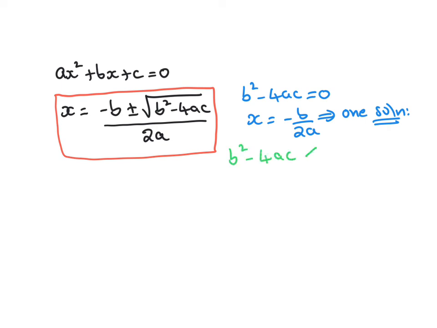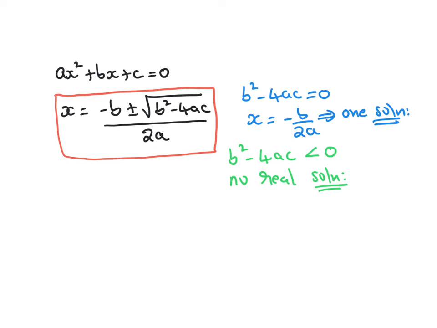What will happen if b squared minus 4ac is less than 0? That means the term inside the square root is negative. When the term inside the square root is negative, there is no real value for a negative square root, so there is an imaginary solution. So the quadratic equation will have no real solutions. When does this happen? When b squared minus 4ac is less than 0.